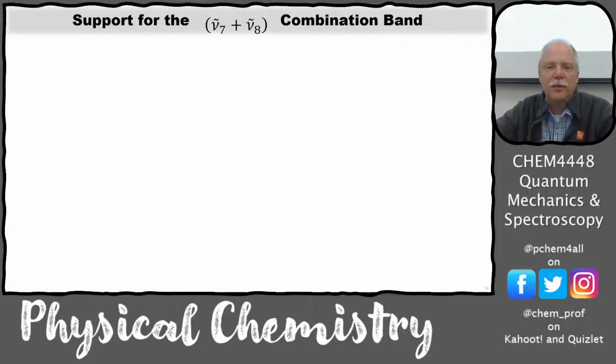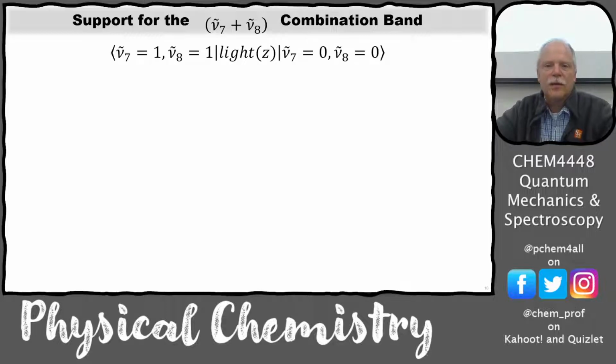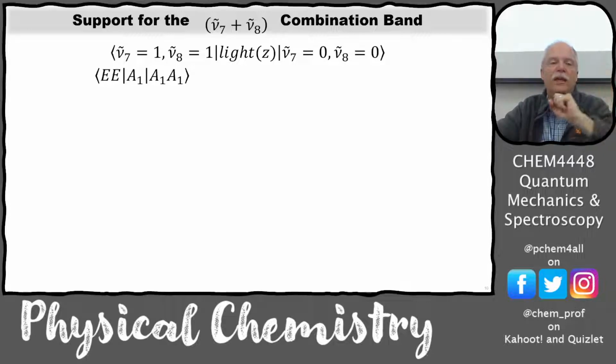Let's look at the nu 7 plus nu 8 combination. So here again, we're going from 7 and 8 equals 0 to 7 and 8 equal 1. All of the other quantum numbers, 1 through 6, are 0 and 0, so we're just not showing those in the symmetry analysis. So we have A1 for the 7 and 8 being equal to 0. We're using Z polarized light, so that's A1. And then 7 and 8 are both excited by one quantum, and that gives you the symmetry of the motion. Those are E modes, and so we have 2 E's over on the far left due to quantum states 7 and 8 being excited.